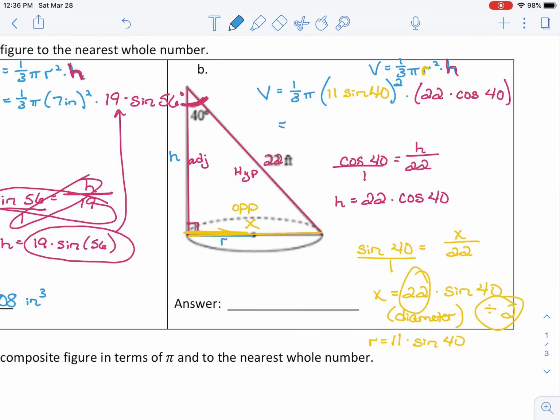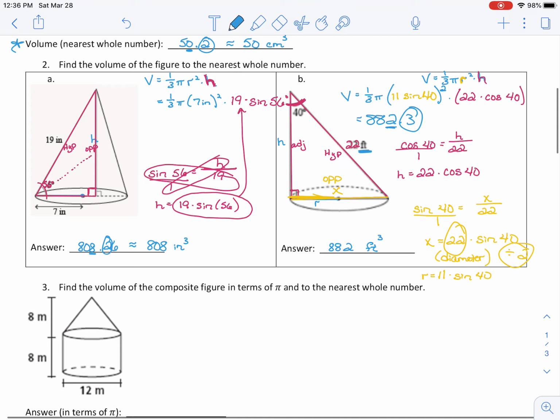882.3. Since it said whole number, this 3, again, we've had a lot of rounding down on these examples. And since the only thing in this problem was labeled in feet, our volume will be calculated in cubic feet.